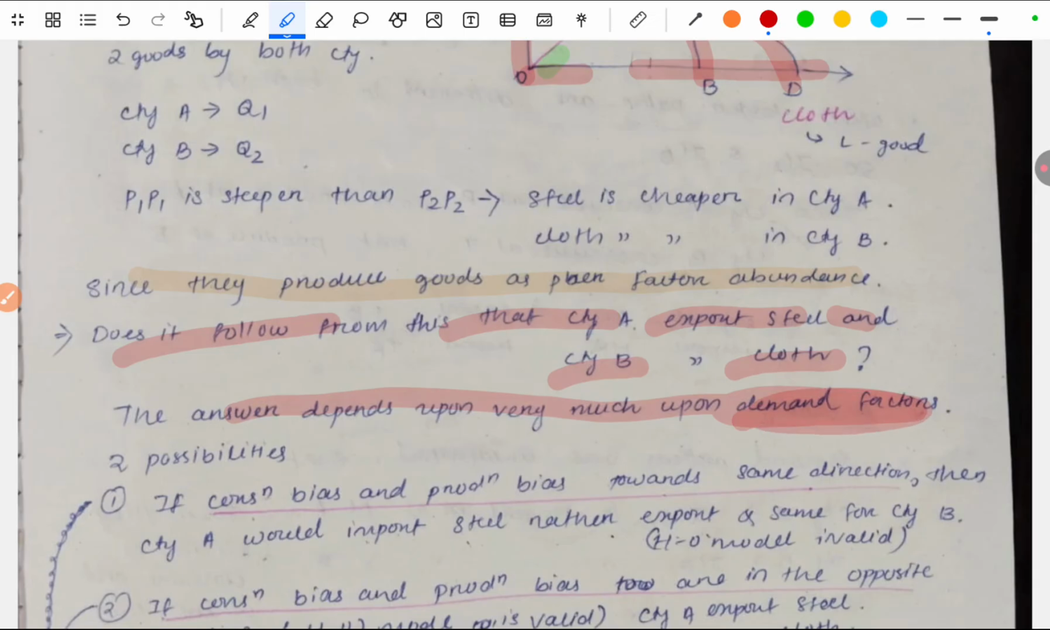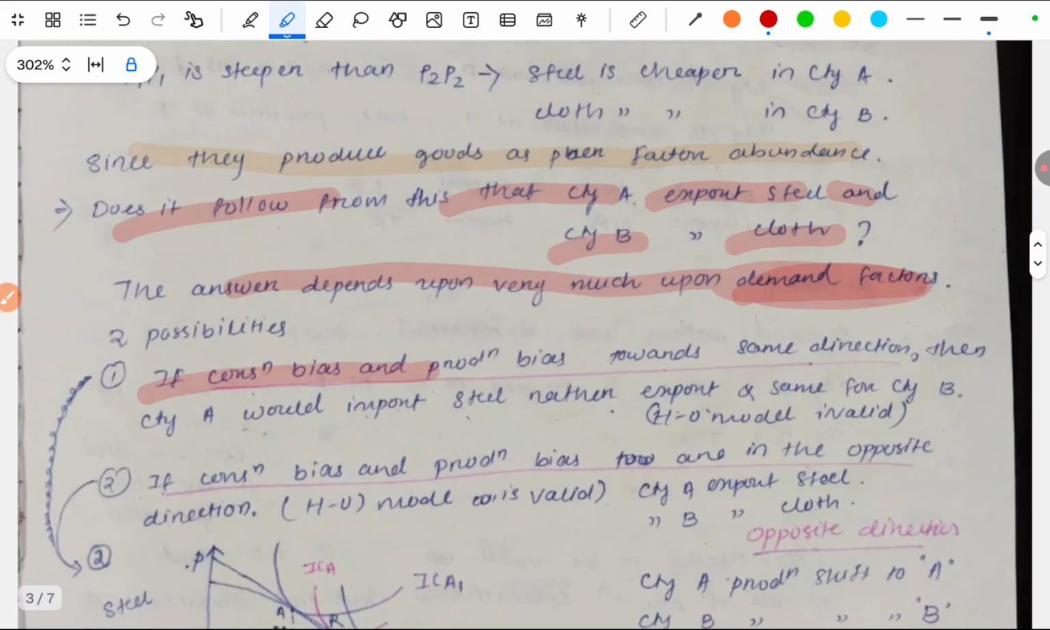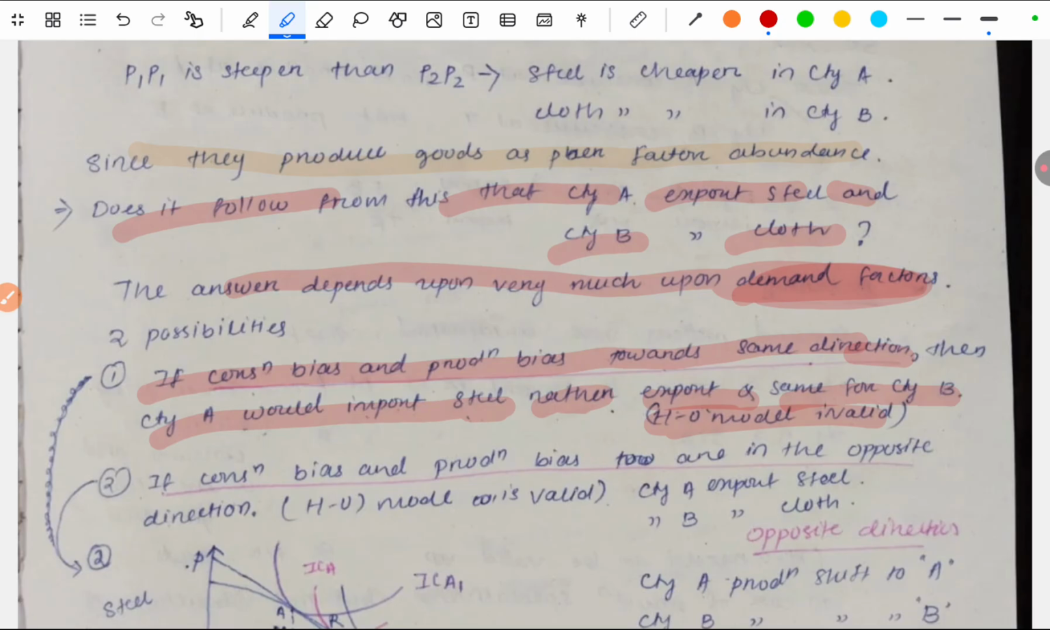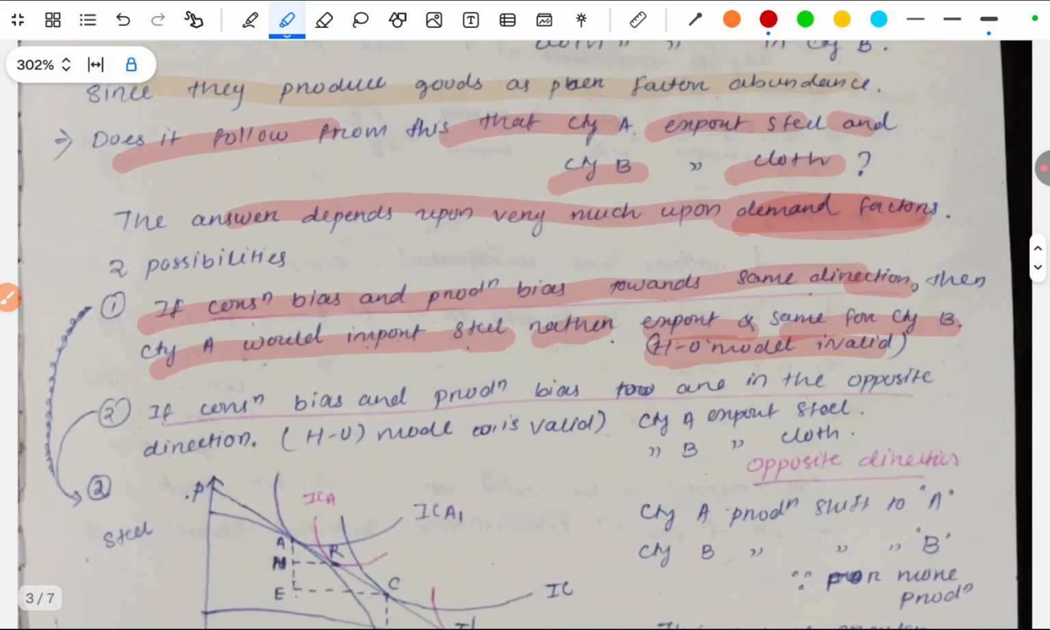There are two possibilities. If the consumption bias and production bias are towards the same direction, it means that when consumption in country A increases, production increases, and country A produces capital intensive goods. The consumer of country A will demand more capital intensive goods rather than labor intensive goods. So this is called the same direction. Then country A would import steel rather than export it, and the same for country B. This is invalid.